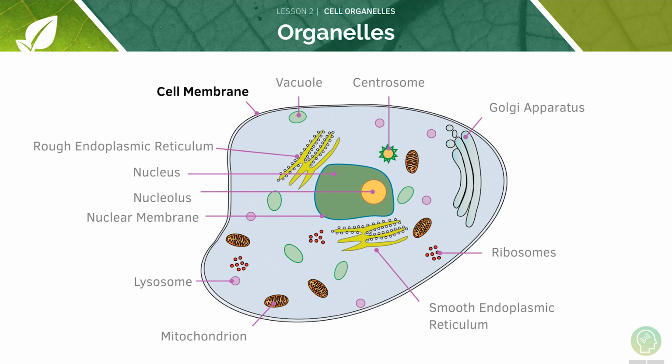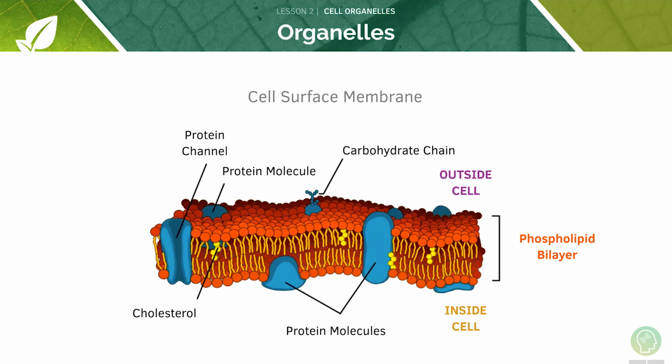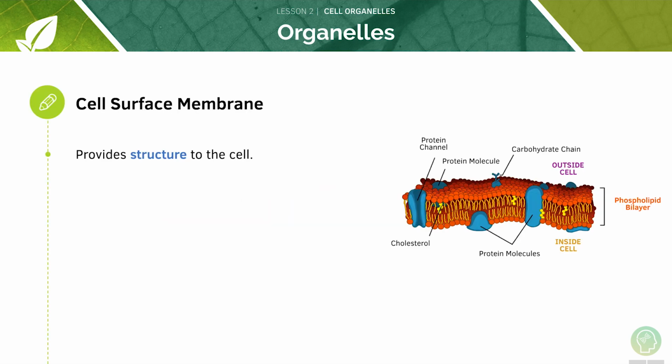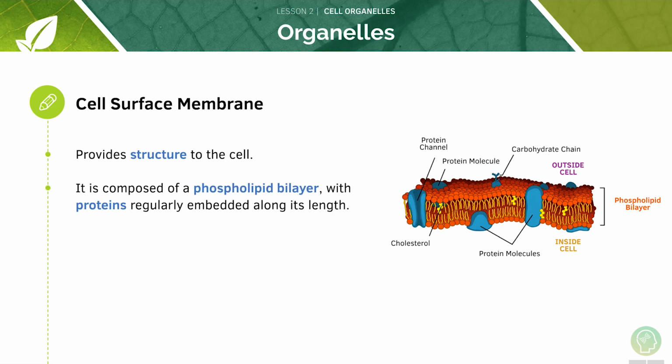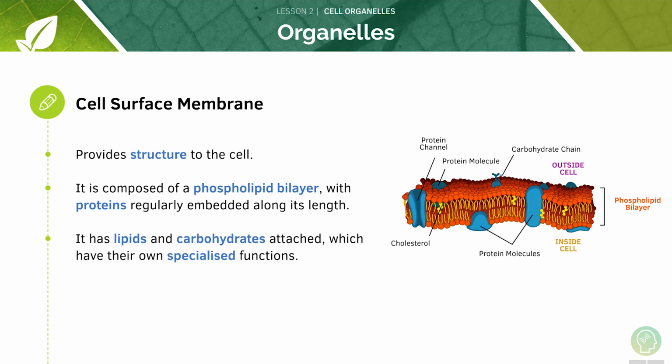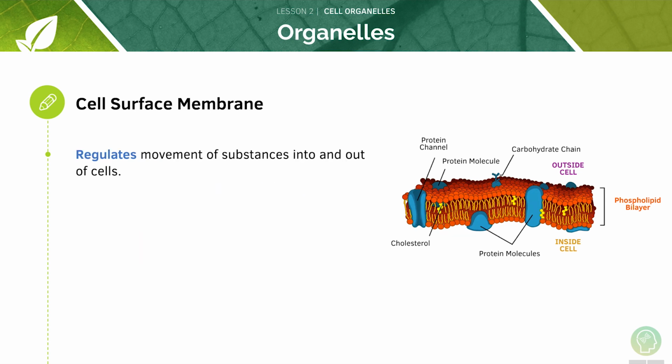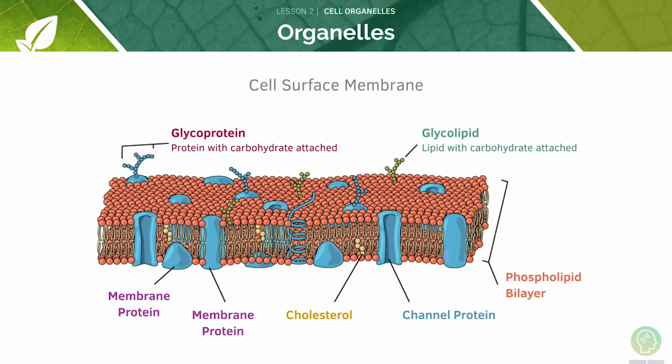Let's start with the cell membrane. The cell surface membrane is also commonly called the cell membrane or the plasma membrane. It always provides the cell with structure and is made up of a phospholipid bilayer with proteins regularly embedded along its length. It can also have lipids and carbohydrates embedded in or on it. It helps to regulate the movement of substances into and out of the cells. It can also be a barrier to protect the cell from the external environment. Here's a summary of the cell surface membrane structure.